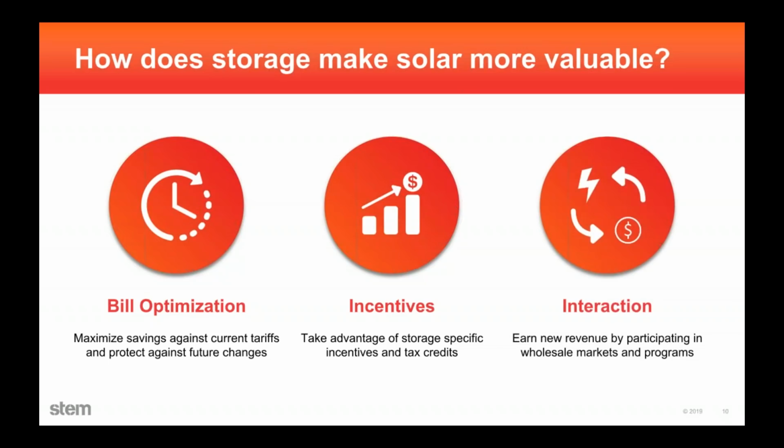And the last is interaction. Storage is a dispatchable resource, meaning these systems can charge and discharge energy from the grid instantaneously. Utilities and grid operators will compensate dispatchable resources like storage that are able to provide on-demand reliability and services to the grid. STEM has already enrolled more than 100 sites in programs like this, for example, California's Demand Response Auction Mechanism, or DRAM program.